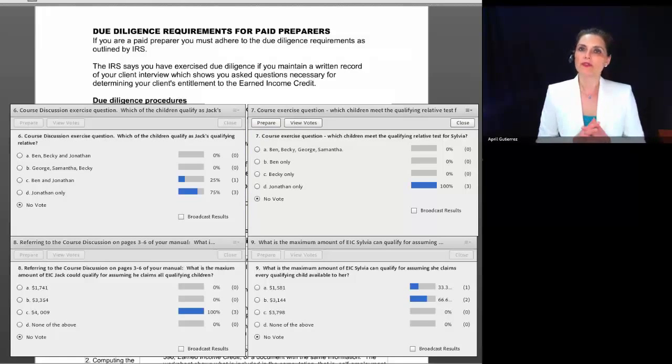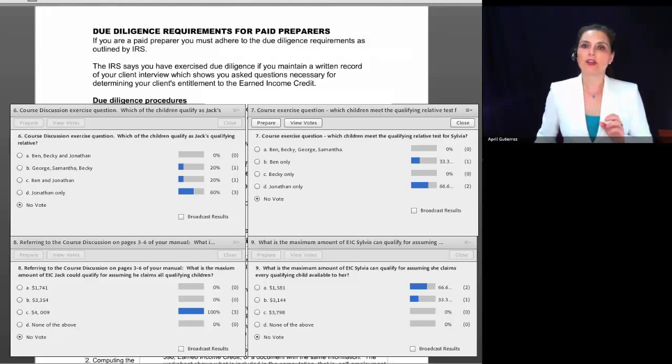Well, one of the rules we have for qualifying relative is that a person you want to claim as a qualifying relative, the very first test under the qualifying relative column is that if the person you want to claim as a qualifying relative is the qualifying child of someone else, then they cannot be your qualifying relative. And with respect to Sylvia and Jack, that's very, very important because Sylvia is the mother of Ben. It means that Ben is her qualifying child.